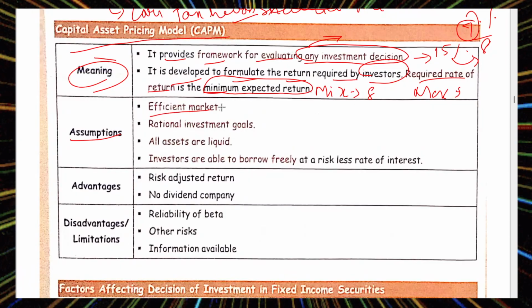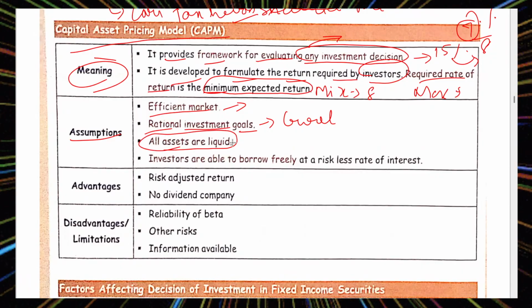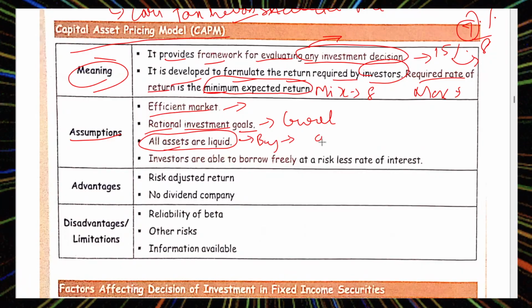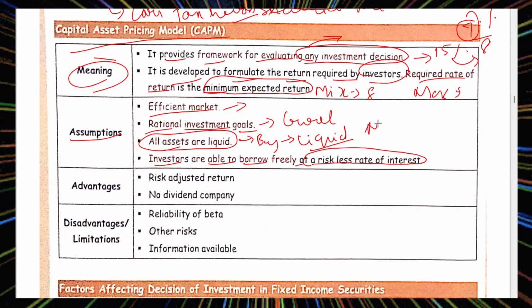Assumptions: efficient market, whether the market is efficient; rational investment goals. So what is my goal over a period of time? All assets are liquid. So even though I buy it today, how liquid is it? How can I liquidate? Investors are able to borrow freely at a riskless rate of return. Whether that investor is able to buy it, is money overflowing in the market or less? That's the thing you want to see.